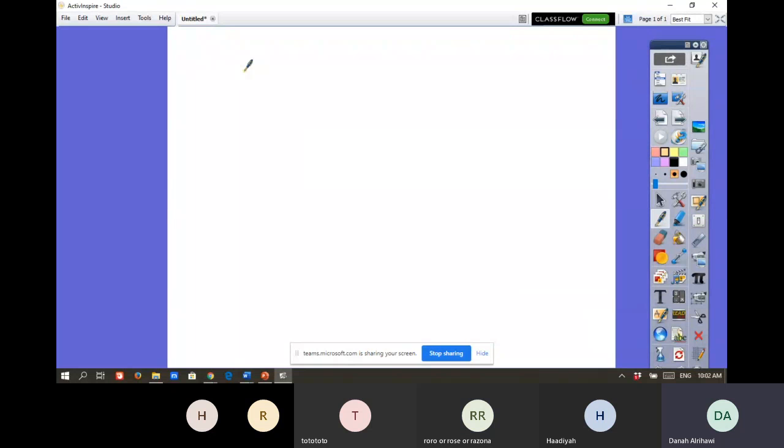Red. Amazing. So let's start with red. Then let me hear from Taima. What do you think after red? Orange. Orange. Thank you. Teacher, can I see the second one? Yes, please, Razan. What after orange? Yellow. Yellow.